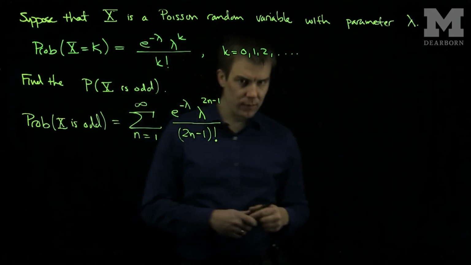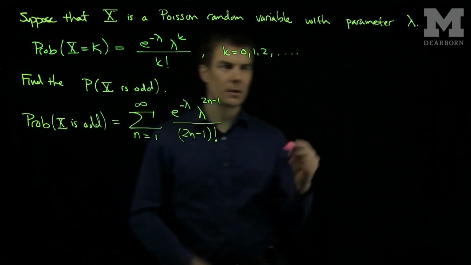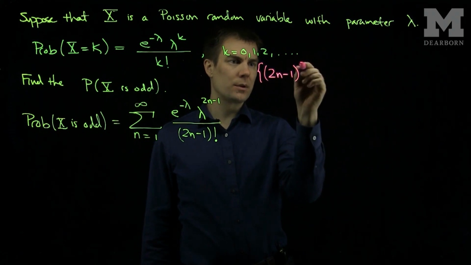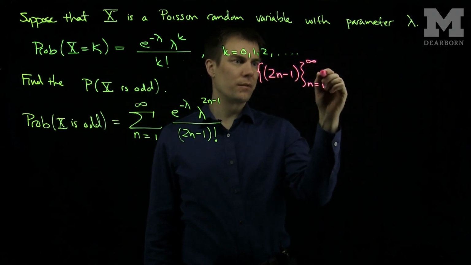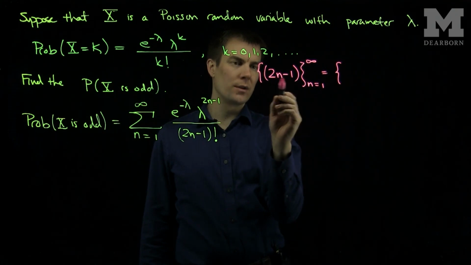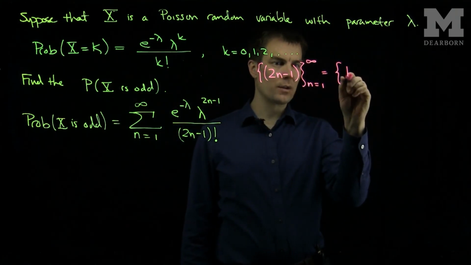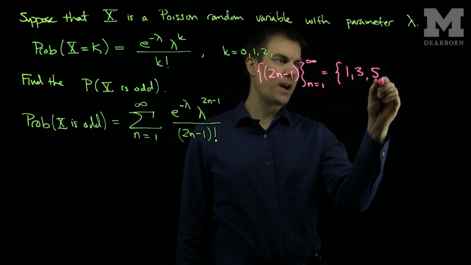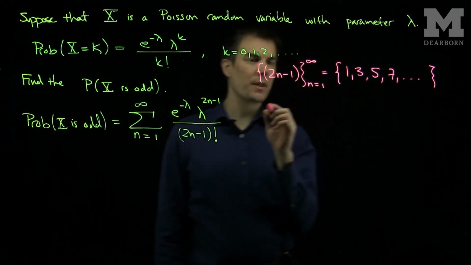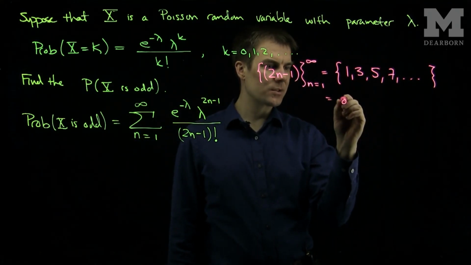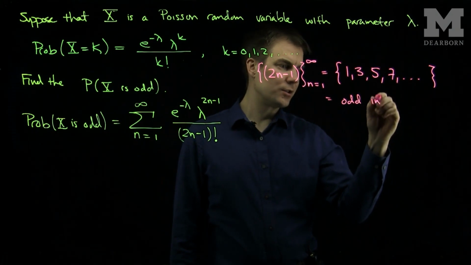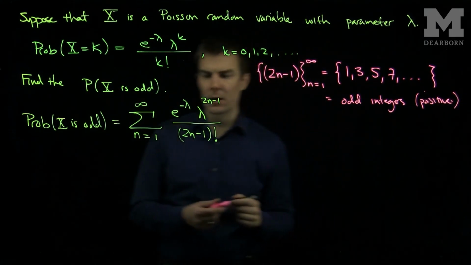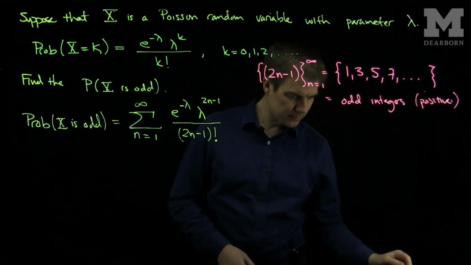Let's check. What we can note is, if I look at 2n minus 1, where n goes from 1 to infinity, we can write these out. When n is equal to 1, 2n minus 1 becomes 1. When n is equal to 2, this will become 3. And when n is equal to 3, it becomes 5, 7, and so on. So this sequence is just the sequence of all positive odd integers. So it remains to evaluate this sum.